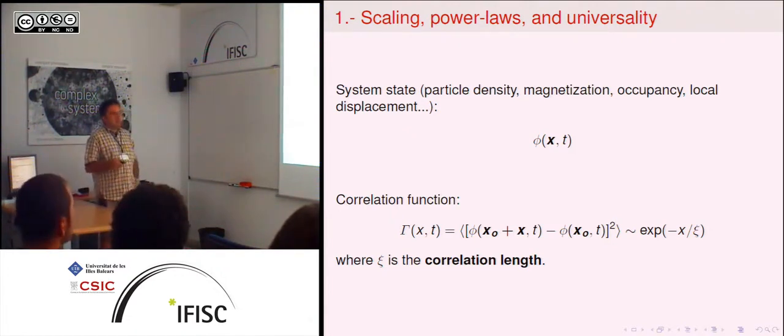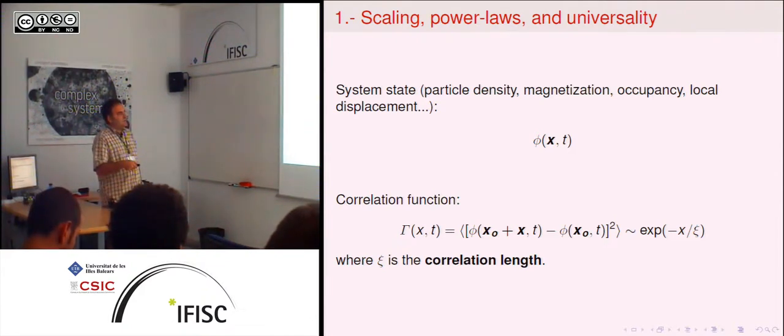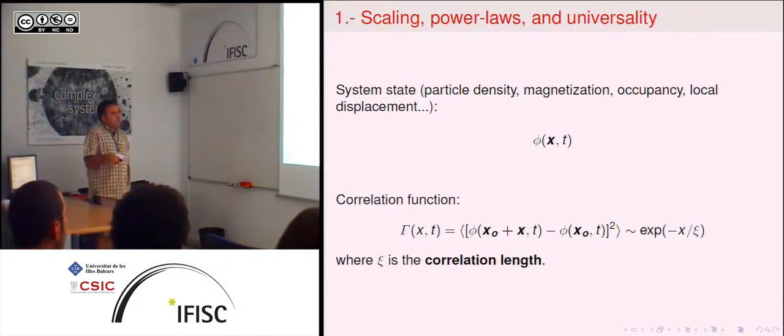A crucial quantity that we are very often interested in is the correlation function. The correlation function here is defined as the difference, at the same time, between two spatial positions in the system, and this typically measures how the information from one place of the system is affecting a given point, at least at a given distance x. So it's somehow measuring how correlated the system is.